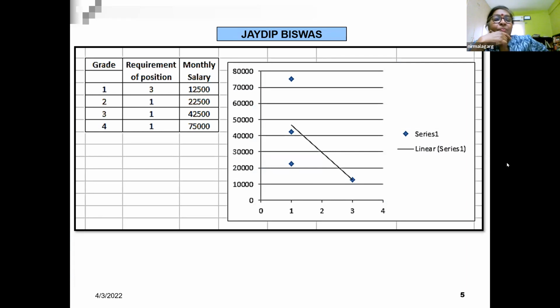Okay, Joydeep, your slide is showing me the grades and just the numbers of the positions. That means there are 3 positions in grade 1, 1 position in grade 2, and you took 6 positions, right? But here it is not properly shown. Then you've done a scatter graph, and I'm not able to see your min and max salary ranges.